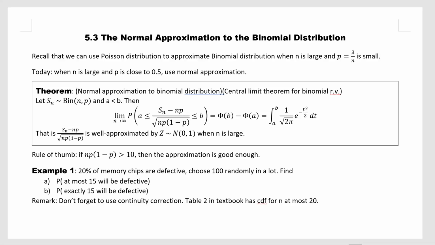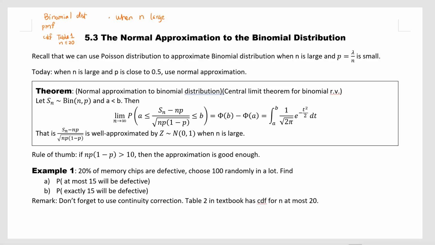Okay, so let me put it here. For the binomial distribution, we can use the PMF to calculate, or we can use the CDF to calculate. However, if we use our table 1, our n only goes up to 20. So that's why, with a large n, we're going to use another distribution to approximate it.